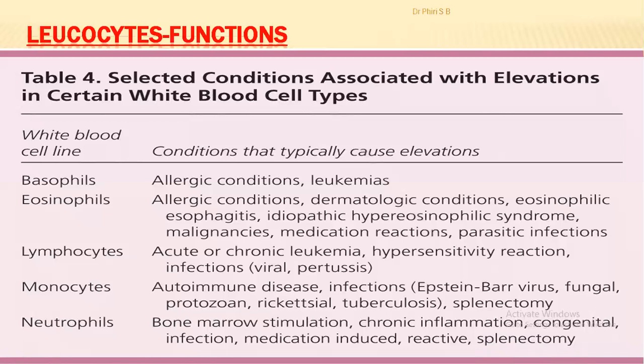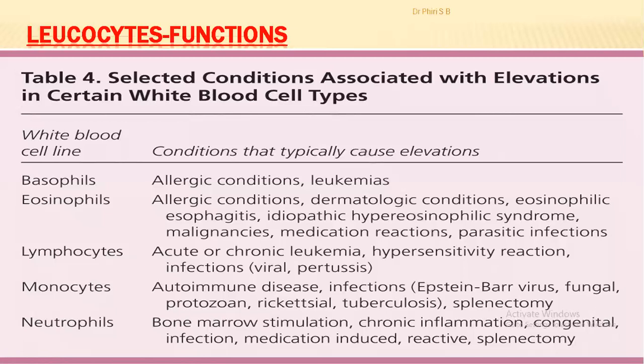So you can have neutrophilia, monocytosis, lymphocytosis, basophilia, eosinophilia. These are the conditions in which you have an increase in white blood cells, depending on the condition. These are just the general conditions.